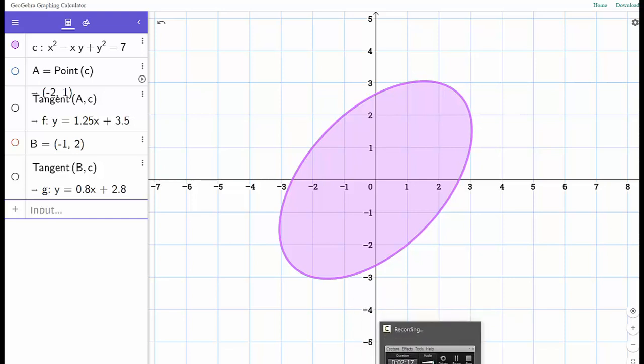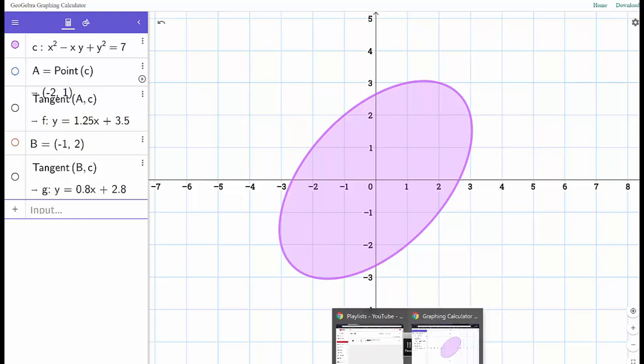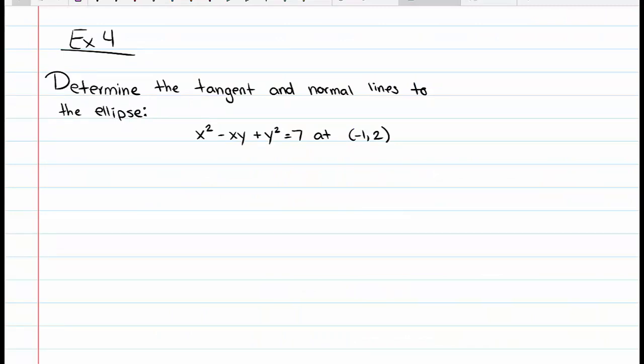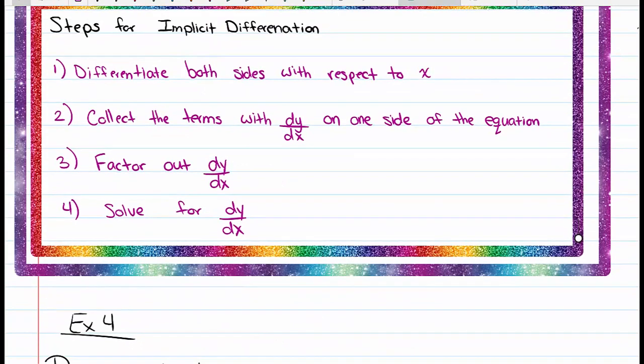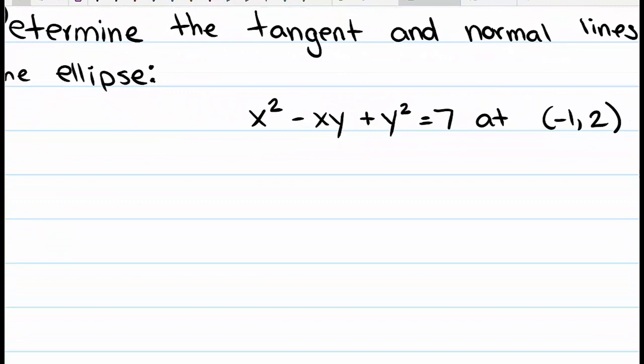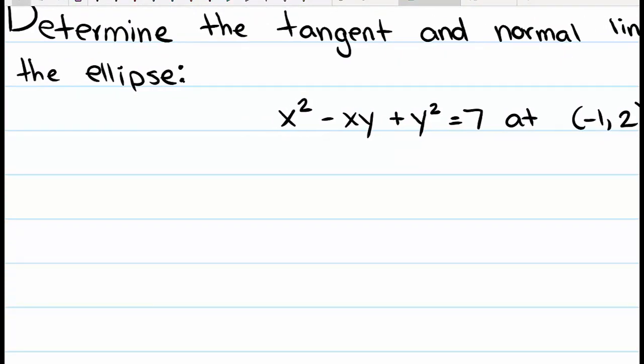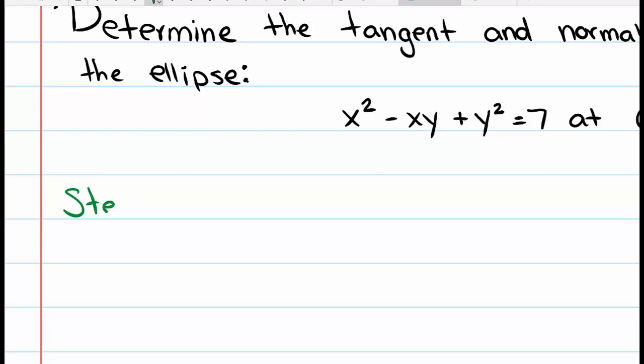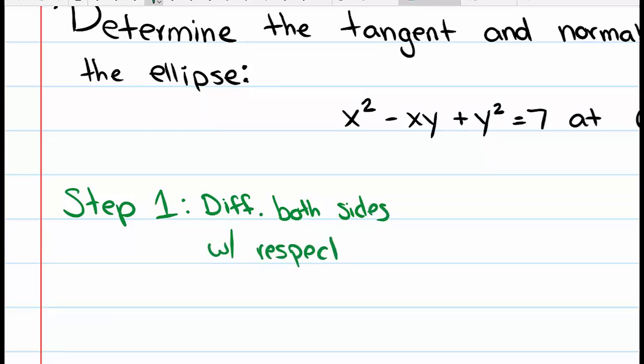Alright, so on to the next thing. Alright, so step 1. What does step 1 again say to do? It says to differentiate both sides with respect to x. So let's do that. Step 1. Differentiate, and I'm just going to abbreviate diff both sides with respect to x. So d dx.